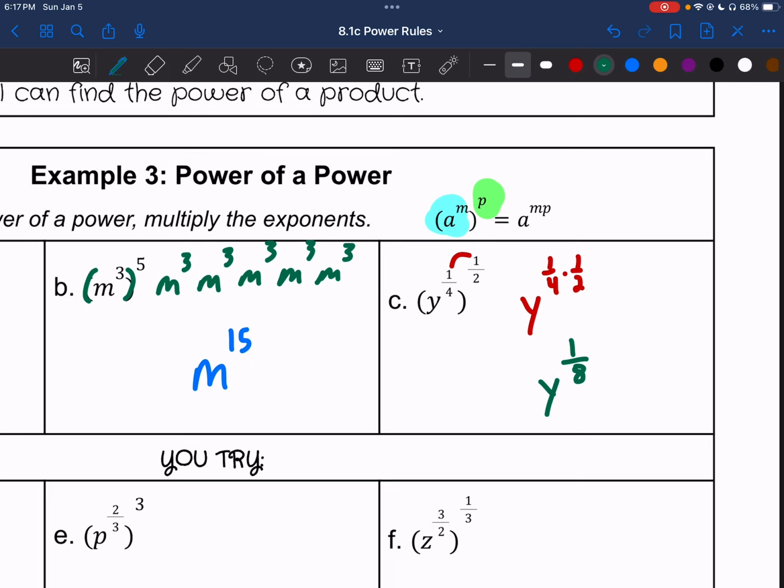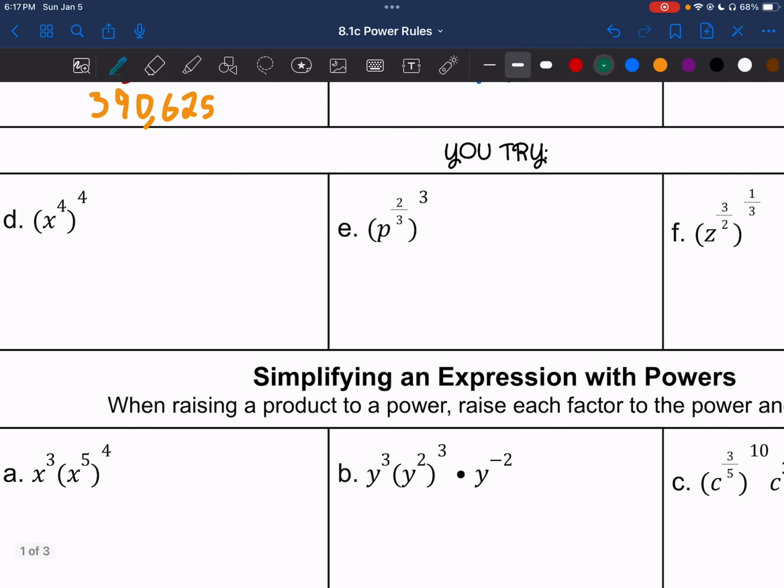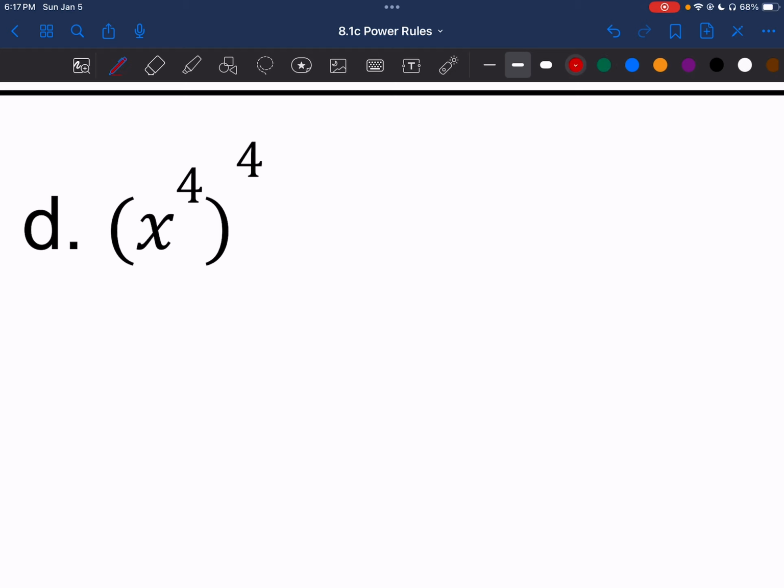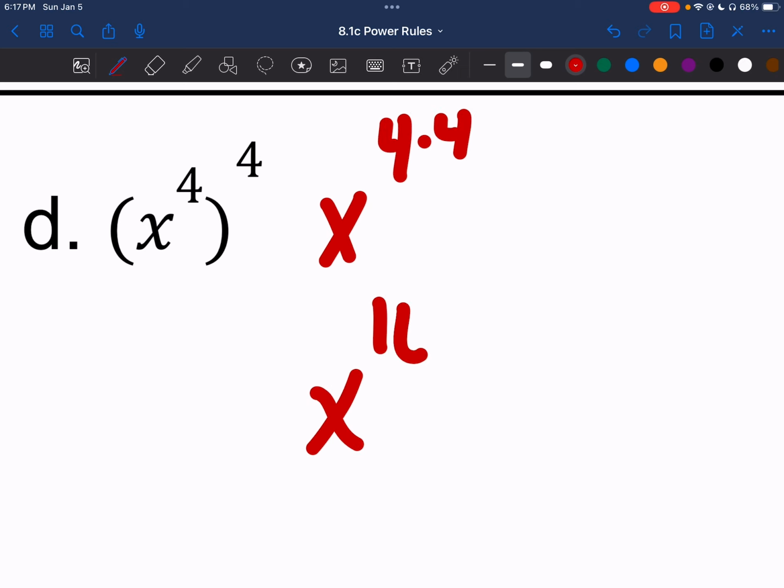All right, there are 3 you try problems. Go ahead and do those 3 on your own and check your work against mine. So our first one, we've got x to the 4th to the 4th. So we do x to the 4th times 4, and we get that x is to the 16th power, because we've got 4 groups of 4 for a total of 16.